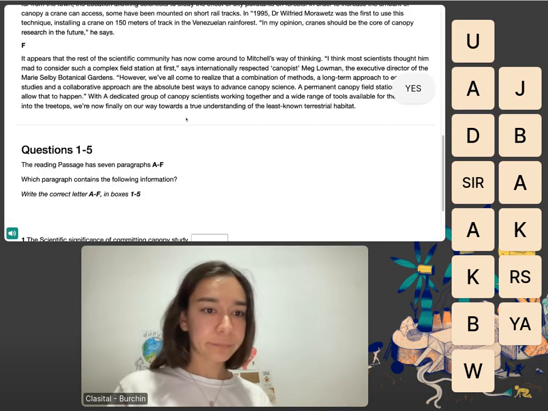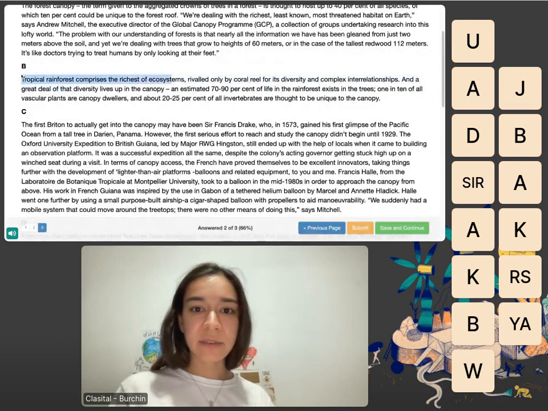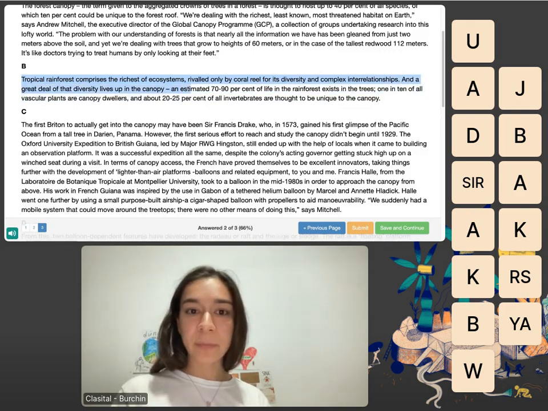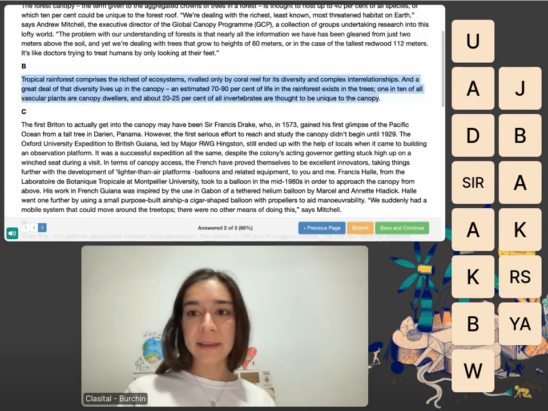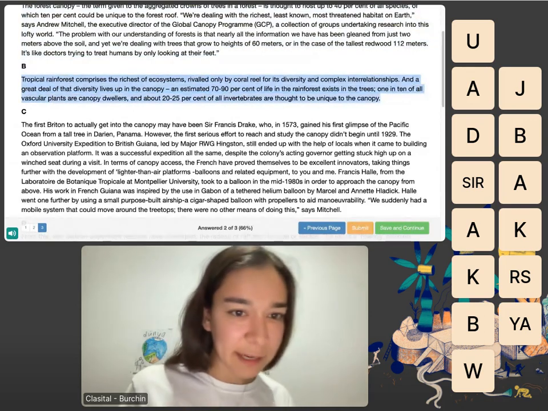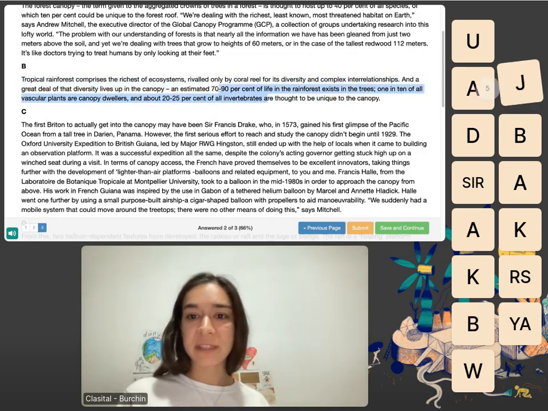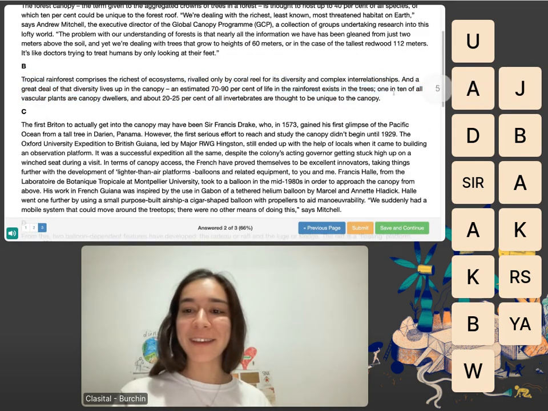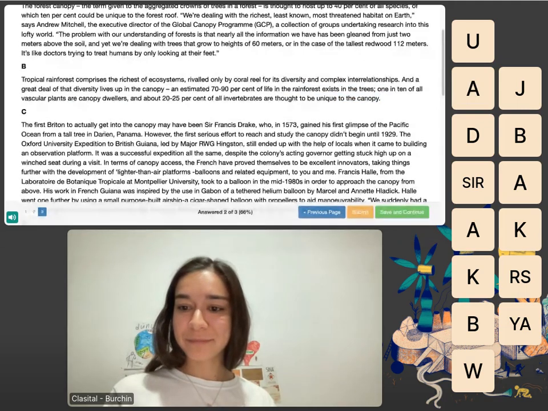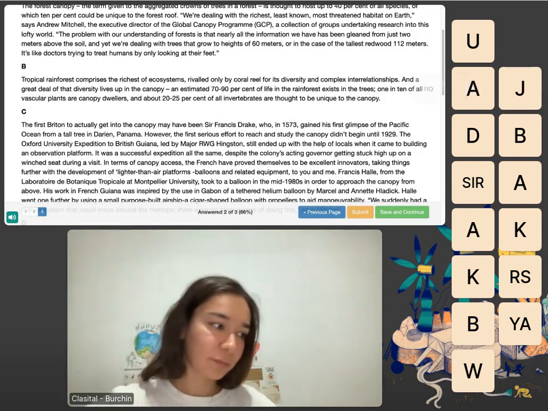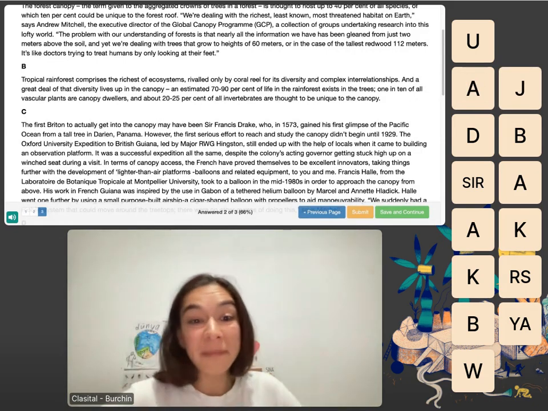B. Tropical rainforest reaches diversity, complex interrelationship. Diversity lives in the canopy. Estimated blah blah percent, 1 in 10 of all vascular plants are canopy dwellers, and about 20 to 25% of all invertebrates are thought to be unique to the canopy. Maybe we want to use it.